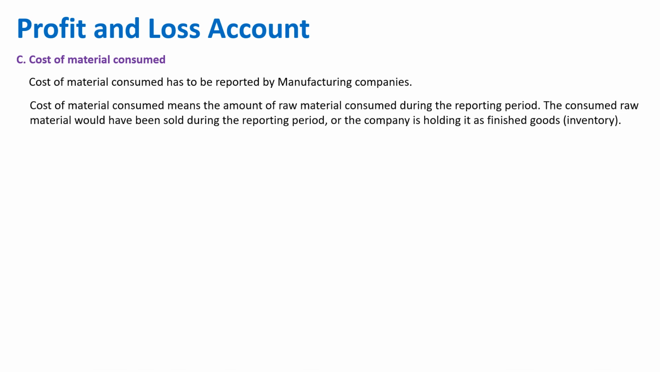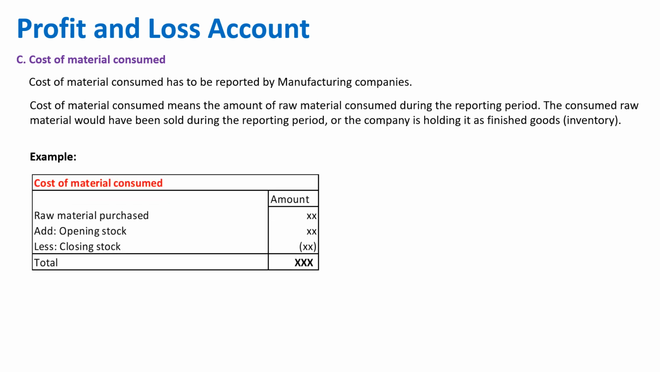Now, cost of material consumed means the amount of raw material consumed during the reporting period. The consumed raw material would have been sold during the reporting period or the company is holding it as finished goods, right? So the consumption may end with sale of goods, or the consumption would have been stored as inventory on the date of reporting. Now let's take the example of how it is reported.